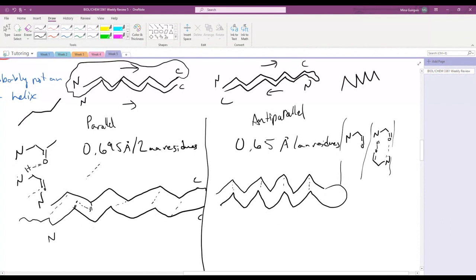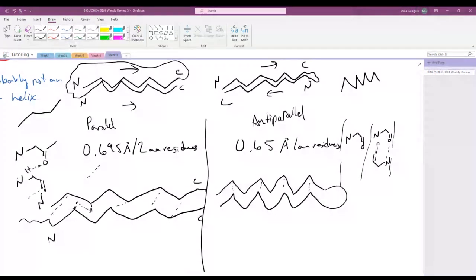Does that make sense? I don't know if it does. It's a little bit weird to wrap our head around. So please ask questions if you're confused. Okay, awesome. So that's our second difference, the hydrogen bond being either bent or straight.